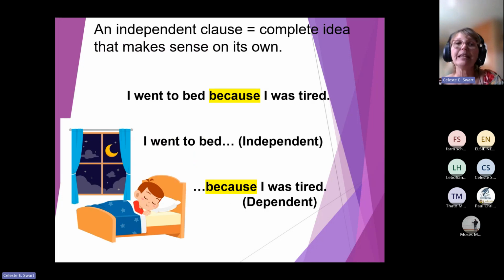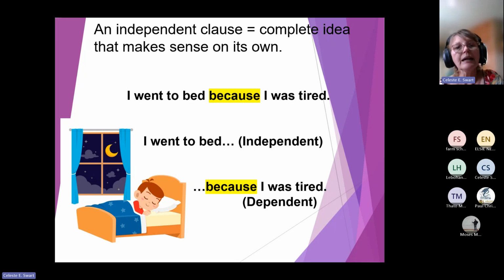And then we have something called an independent clause. Don't have to worry about this really right now. That's also the complete idea. It makes sense on its own. I went to bed. Boop, independent clause. It stands on its own.